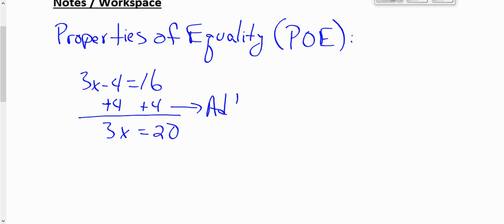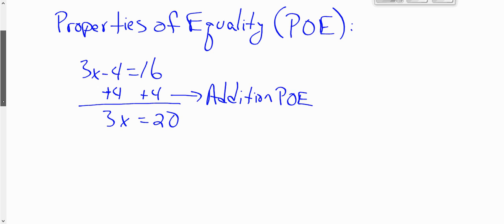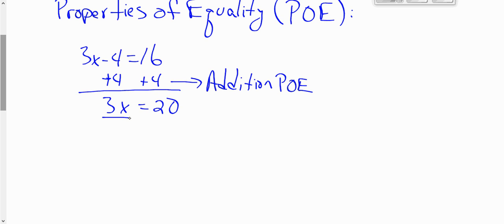Or the addition POE. Okay? Makes sense, right? You know what property of equality is, and this is addition. So then what do we do now? Okay. So now, divide both sides by 3, right? So we get x equals what? 6 2/3, right? Whatever it is. Okay. So what we did right here, what would this be called? Division property of equality. Yeah.